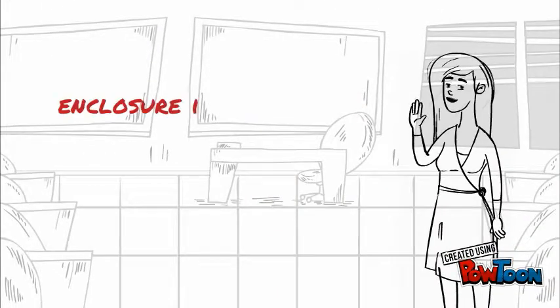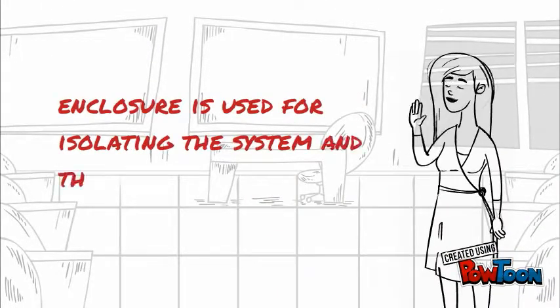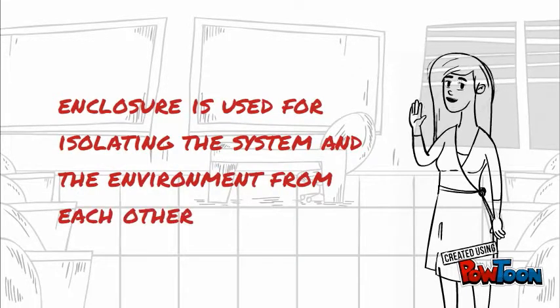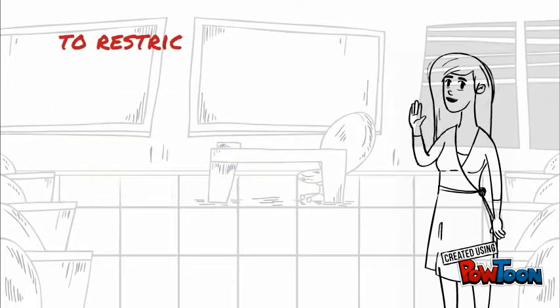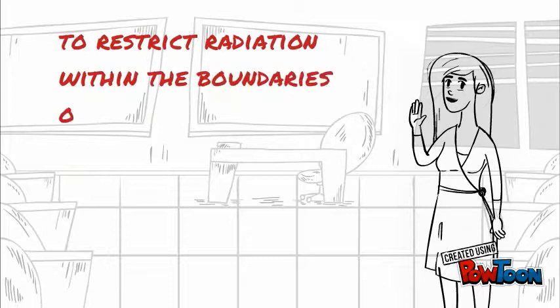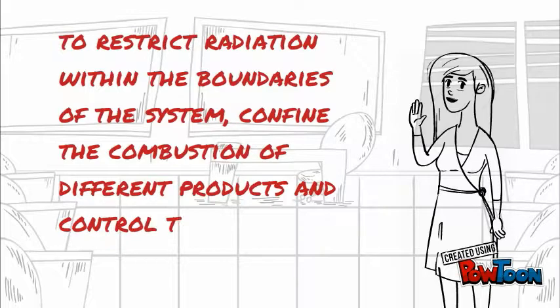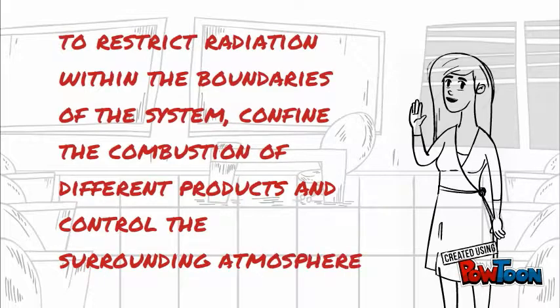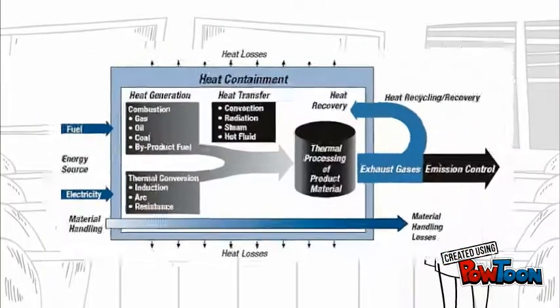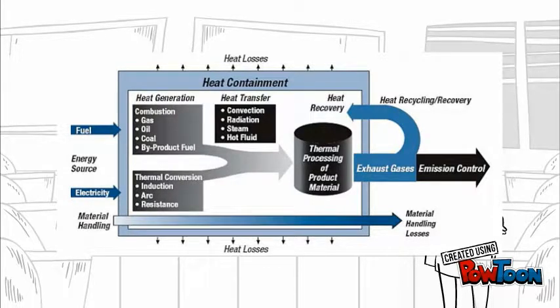In most of the discussed methodologies, an enclosure is used for isolating the system and the environment from each other. The main aim behind this is to restrict radiation within the boundaries of the system, confine the combustion products, and control the surrounding atmosphere. Here, we provide the general diagram on how a process heat system works.